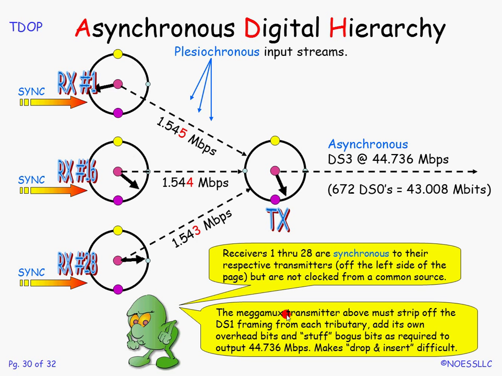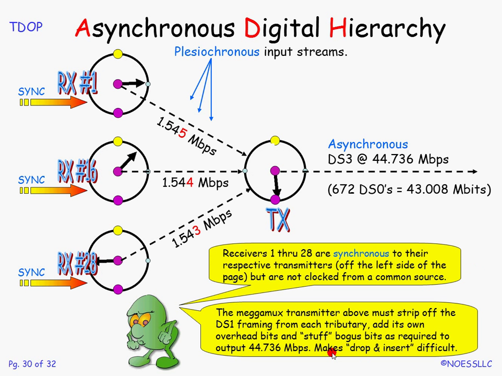So the Megamux, I just made that up, the Megamux transmitter must strip off the DS1 framing that was coming in off of this. It has to strip off the DS1 framing and put its own framing on. So I'm stripping off here, here, and here, that start marker bit, remember that? So it has to add its own overhead, and it has to stuff bogus bits as required to come up to the 44.736 megabits going on out here to the next mega demux over here, which will split these things back out to the individual DS1 rates right here.